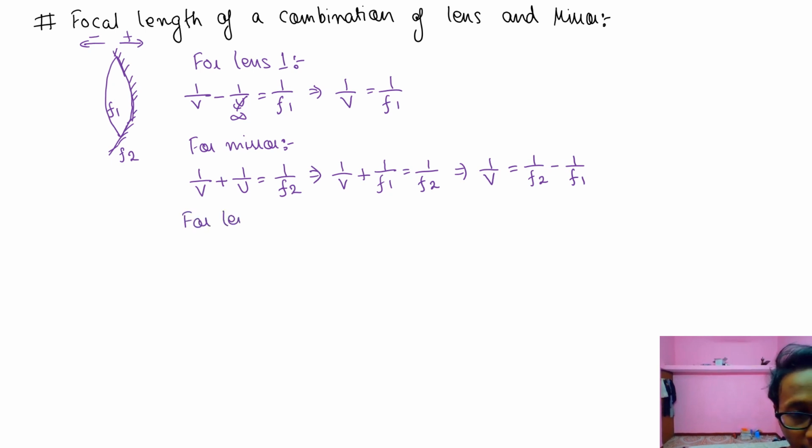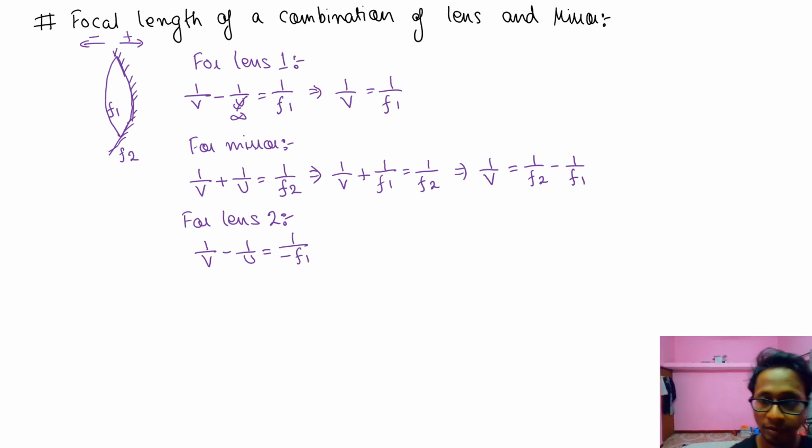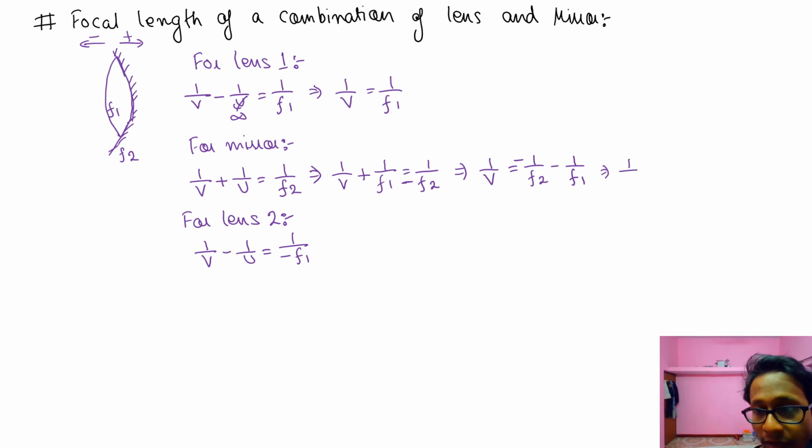Now again for lens 2, after reflection the rays have to again pass through this lens, no? So again for the third device, 1 by v minus 1 by u is equal to 1 by minus f1. Here f2 is minus. Why is f2 minus? Because a concave mirror has focal length in the negative direction, or 1 by v is equal to minus 1 by f2 minus 1 by f1.